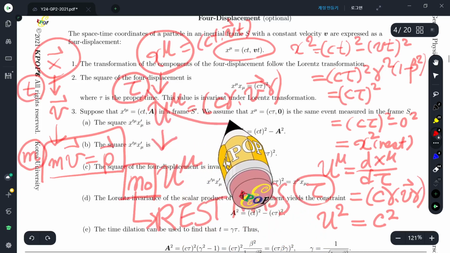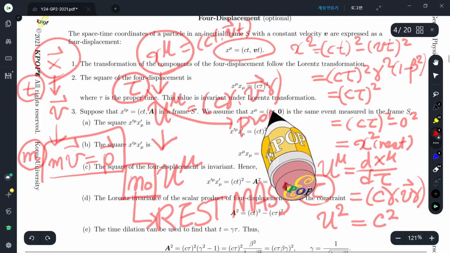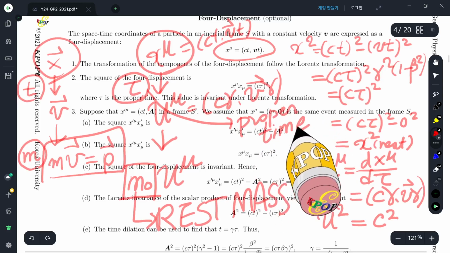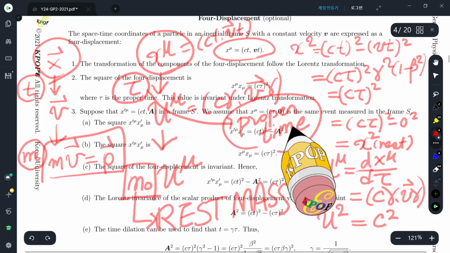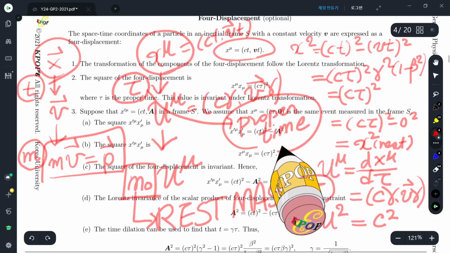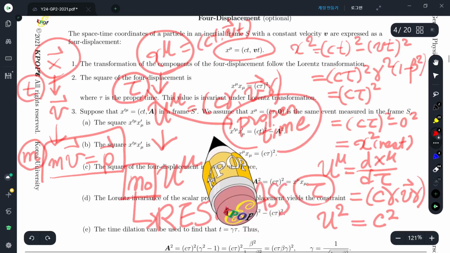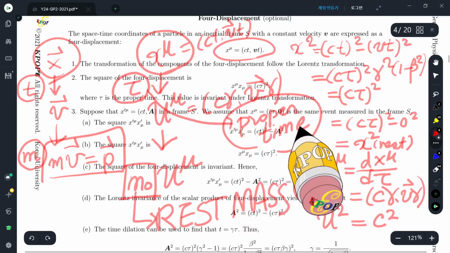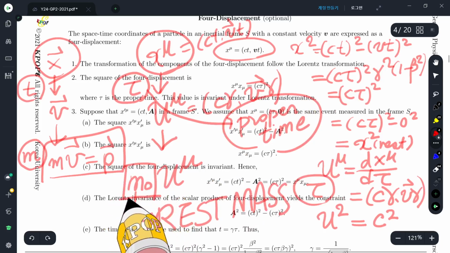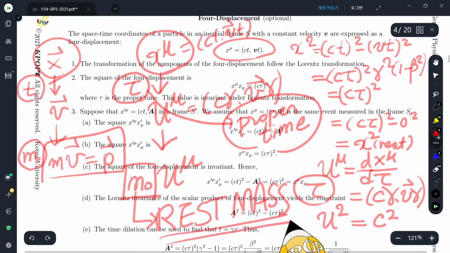This is proper time. Another way to say it is rest time. The clock is fixed, the clock is at rest, the clock is stationary. If a particle is at rest, then that mass is called rest mass.